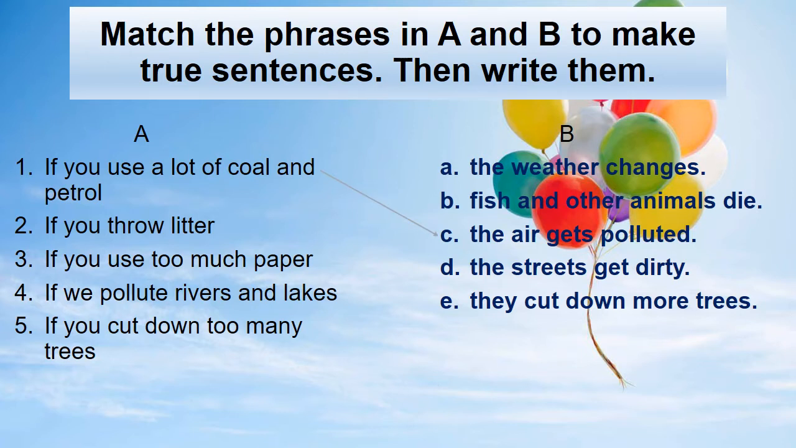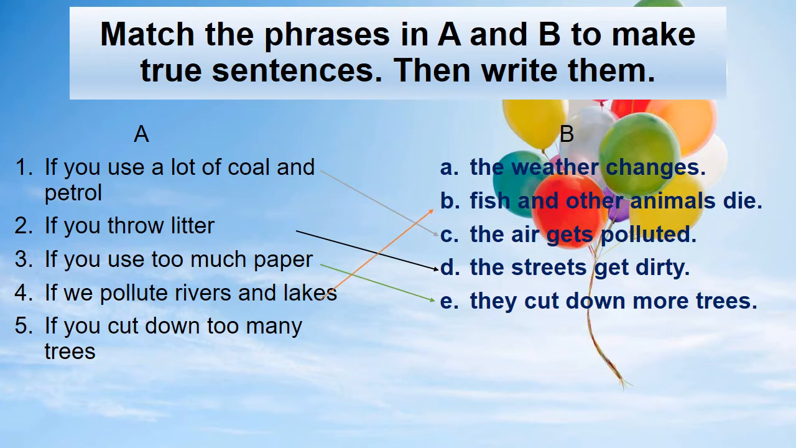If you use a lot of coal and petrol, the air gets polluted. So the correct answer is 1C. 2. If you throw litter, the streets get dirty. 2D. 3. If you use too much paper, they cut down more trees. So the correct answer is 3E.